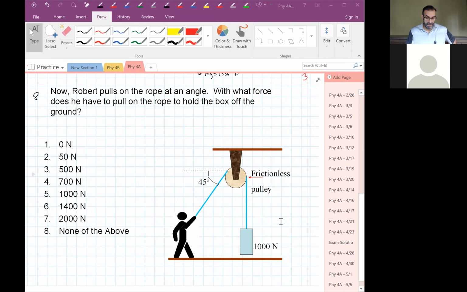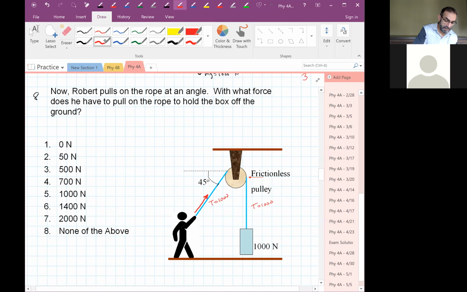Okay. So again, what does the tension in the rope have to be? Same situation, right? We could draw a free body diagram for that hanging weight. The tension has to be 1,000 newtons. So the tension is the same everywhere on the rope. If the tension here is 1,000, tension over here is 1,000. So there's a pulling force in this direction of 1,000 newtons. That means there has to be a pulling force in the other direction of 1,000 newtons.